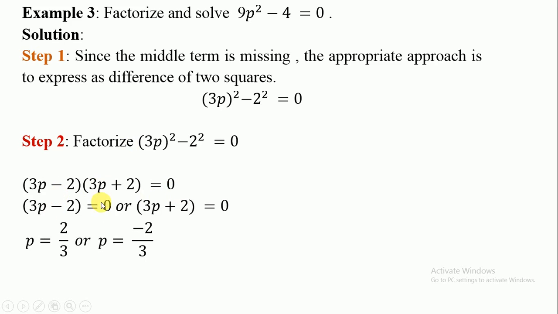And by the time you equate this to 0 and this to 0, you have p to be 2 over 3 or minus 2 over 3. Simple. So that's all. So far we have been able to see how to factorize quadratic equations and solve.